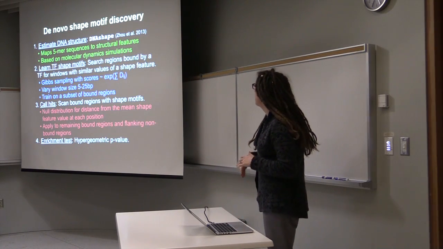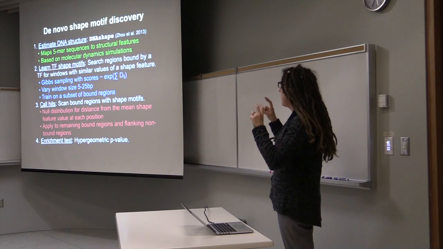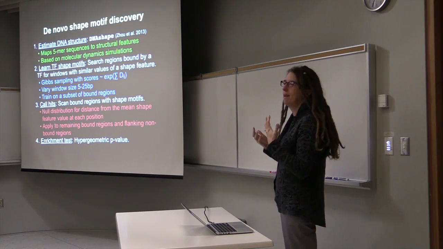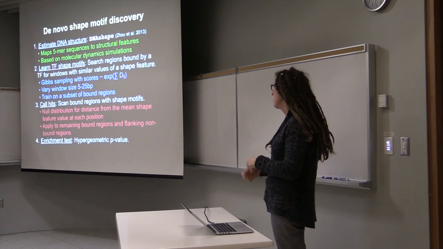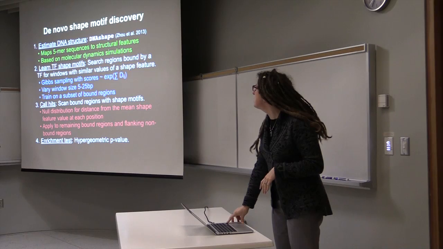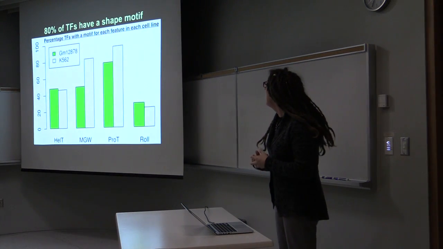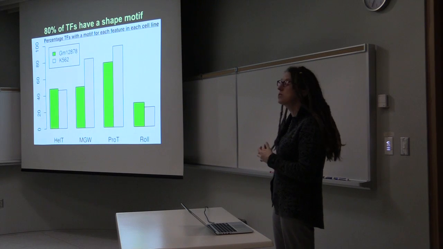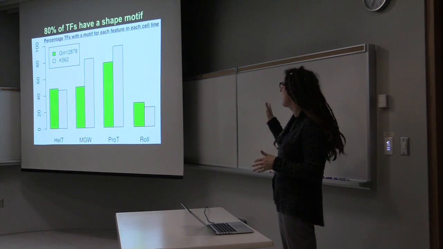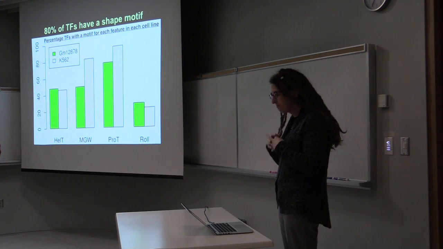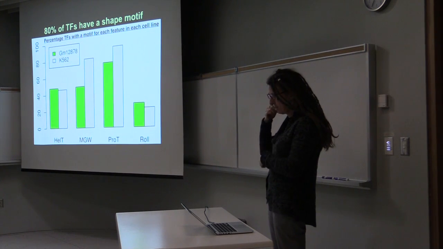And finally, after looking at motif hits, just like you would with sequence motifs, we can calculate enrichment p-values, for example, with hypergeometric tests. So here is what we found. Out of 110 ENCODE transcription factors, 80% have at least one shape motif. So for at least one of these four shape features, they are recognizing that shape feature in their top 2,000 peaks.